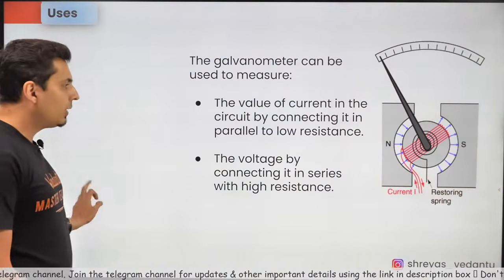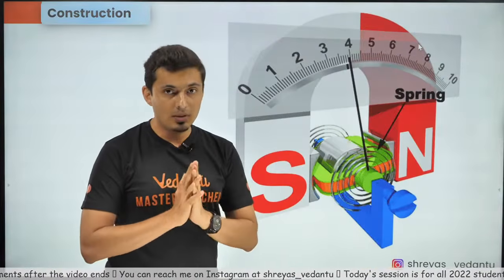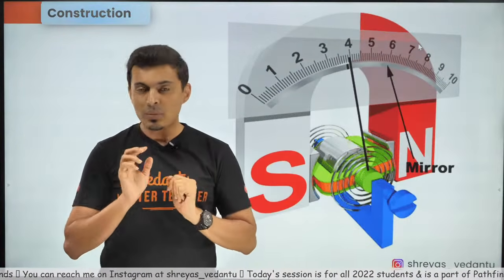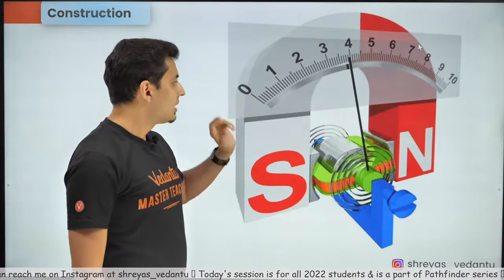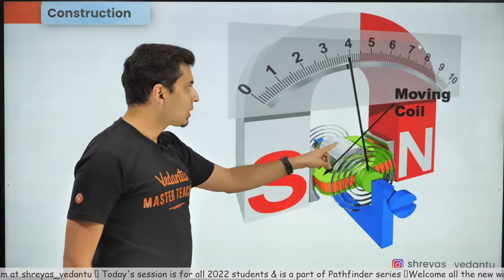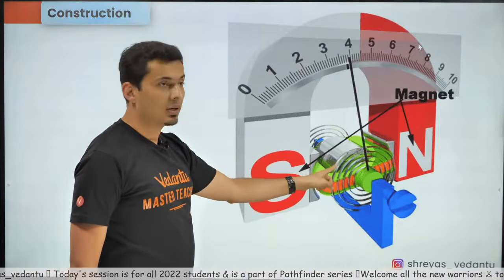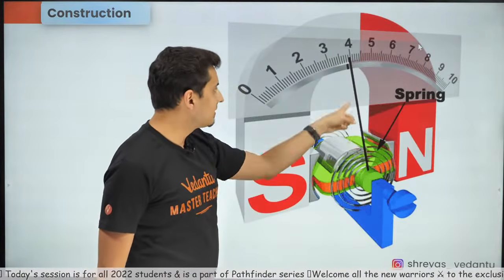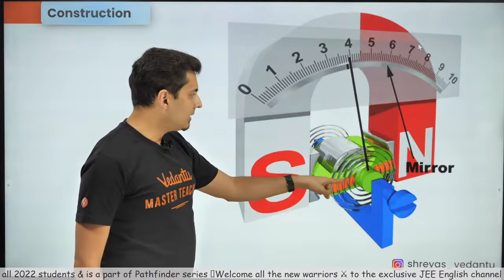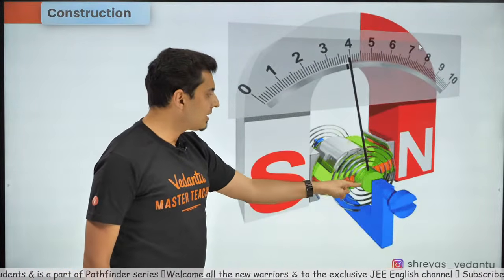All right. Now, moving ahead, construction of a galvanometer. What are the different parts of a galvanometer? Very, very important. First, you will see that there is a dial, there is a pointer, and there is a coil. You can see that there is a coil over here, this is a pointer, this is the scale or the dial, you can say, and then you have this spring over here.